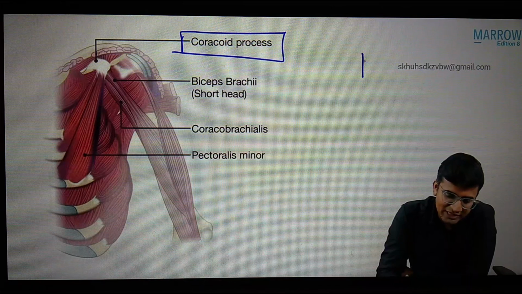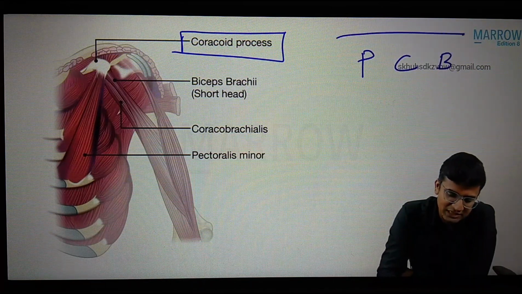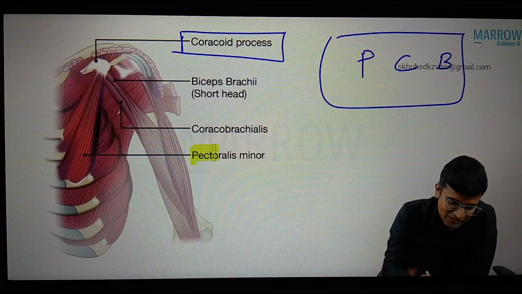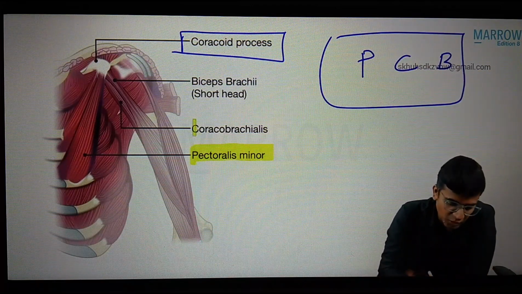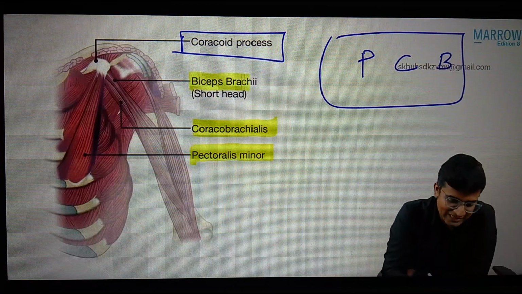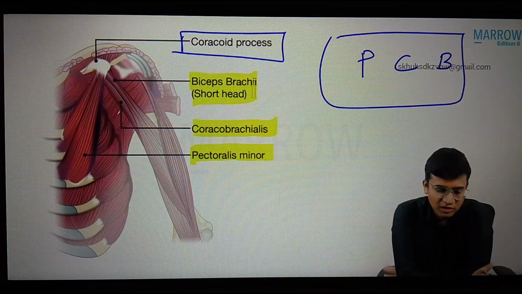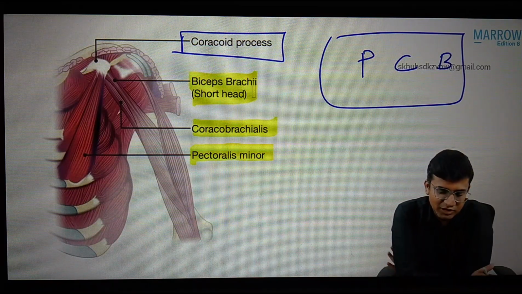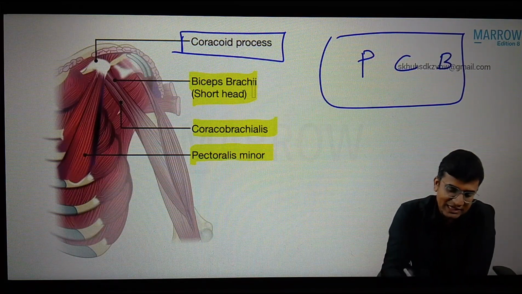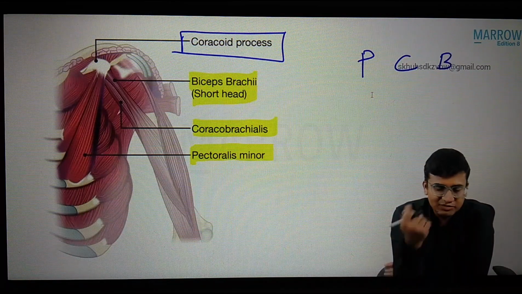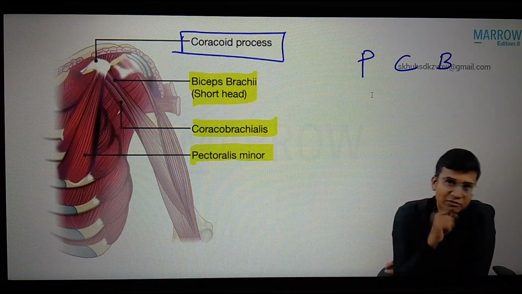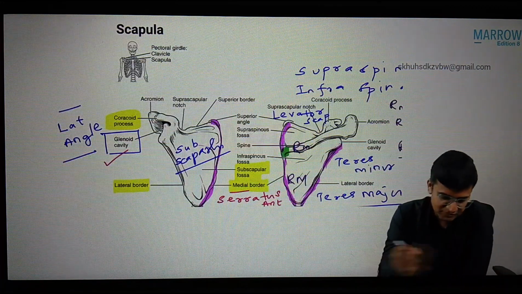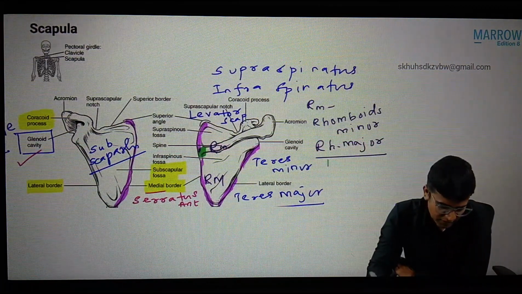What are those three muscles? The mnemonic is PCB, Pakistan Cricket Board, an old mnemonic. P is pectoralis minor. C, coracobrachialis. B, short head of biceps. So the coracoid process receives three muscles, mnemonic PCB: pectoralis minor, coracobrachialis and short head of biceps. So the short head of biceps originates from the coracoid process, and the long head of biceps from the supraglenoid tubercle. Clear? Right. Now almost over.